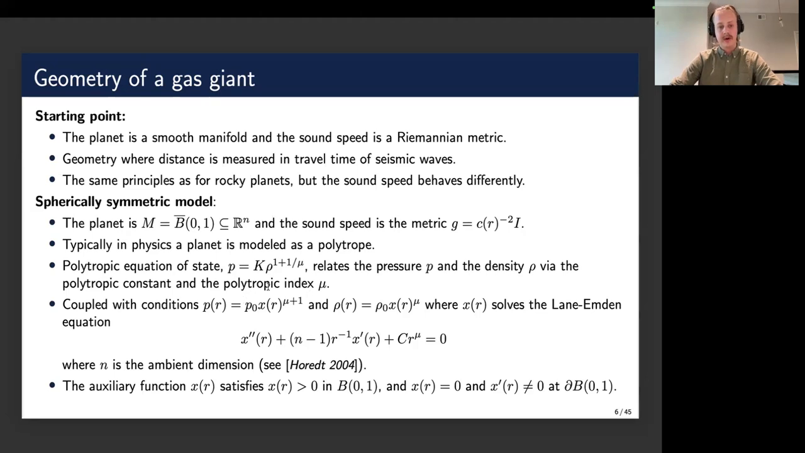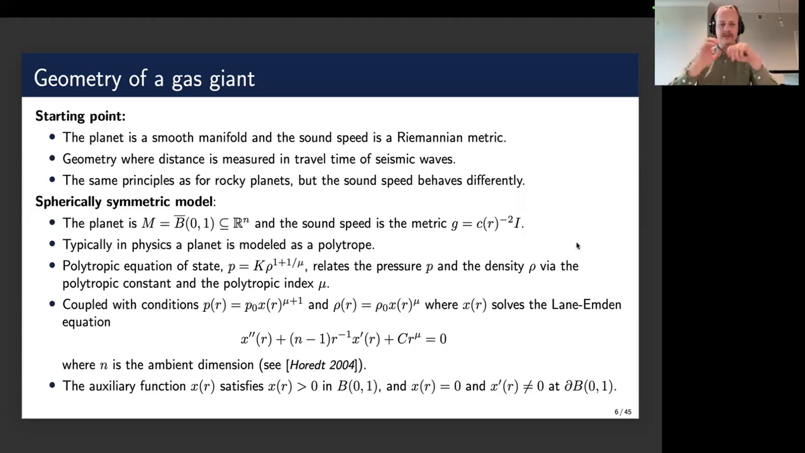Via also power type laws, and it also satisfies the so-called Lane-Emden equation, which in this case is an ODE. It doesn't really matter what the ODE models exactly, but what is important about this solution, this auxiliary function x, is that it will be positive in the interior of the planet. It will be zero exactly at the surface or the boundary of the planet, and its derivative there is non-vanishing. So it goes somehow cleanly through the boundary, so to say.